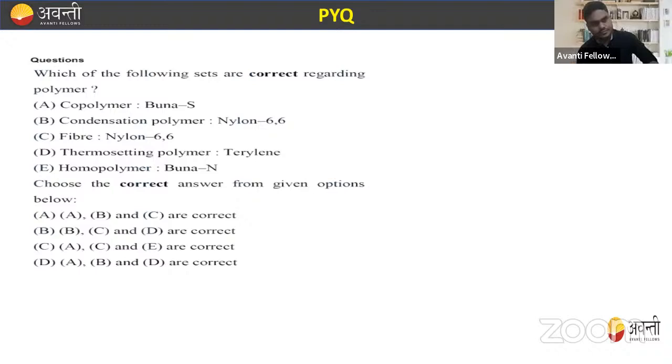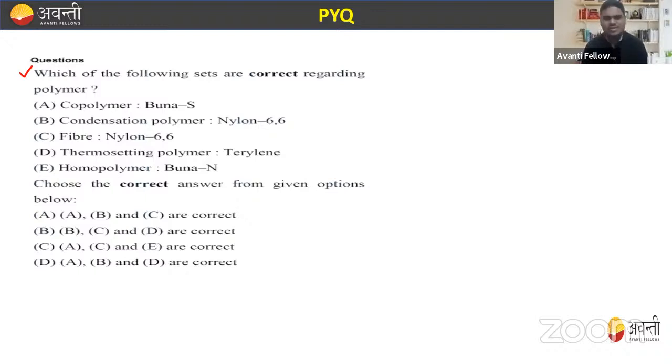Now, which of the following sets are correct? Copolymer, Buna S. What is a homopolymer and a copolymer? Homopolymer means when they are composed of the same type of monomer, and copolymer means when they have two different types of monomer. So Buna S has two different types of monomer. Condensation polymer, in which there is the removal of small molecules like water. So nylon 66 is a condensation polymer. Fiber is nylon 66. Thermosetting polymer is like terylene, and homopolymer is like Buna.